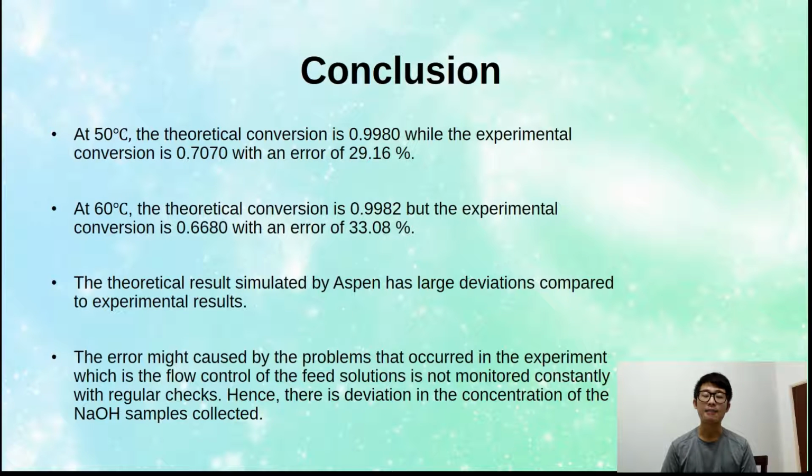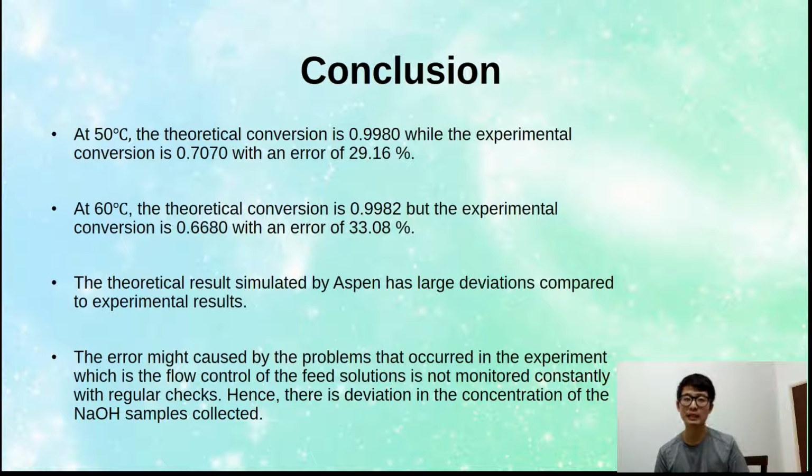Conclusion part. At 50 degrees Celsius, theoretical conversion is 0.9980, while the experimental conversion is 0.7070. The error we get is 29.16%. At 60 degrees Celsius, theoretical conversion is 0.9982, but the experimental conversion is 0.6680 with an error of 33.08%.